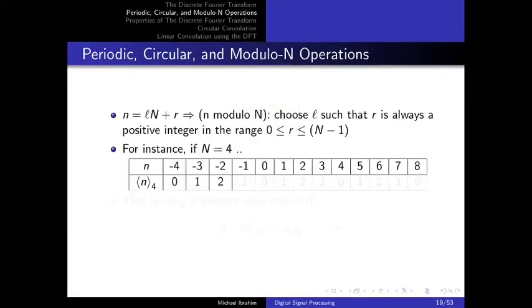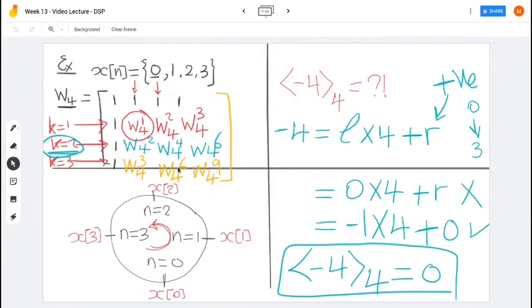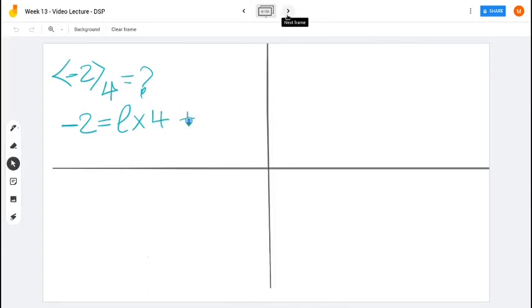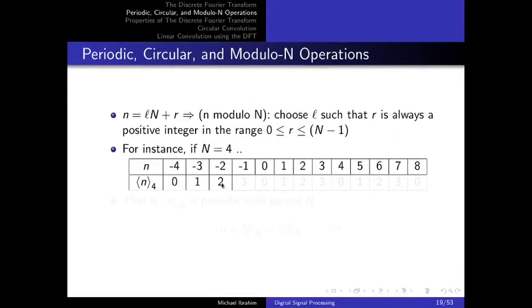What about, let's say, minus 2 modulo 4? So let's go to our whiteboard over here, and we need to compute minus 2 modulo 4. In order to do so, we need to write minus 2 as L, which is an integer, positive or negative by the way, times N capital, which is 4, plus r. So if we choose L to be minus 1, times 4 will give us minus 4, plus 2 will give us the minus 2 we have. So r here is equal to 2 and the modulo is equal to 2. So going back over here, minus 2 modulo 4 is 2.